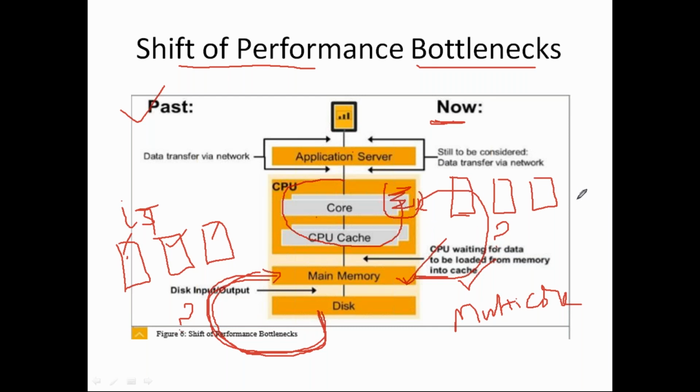To keep the cores busy and use them effectively, what needs to be done? Data from the main memory has to be loaded into CPU core memory. This is now the bottleneck, compared to the past one. Earlier there were two bottlenecks; this is the main one, from the main memory to this memory. So to do this effectively, what should be done? To load the data from the main memory to the CPU cache memory effectively.